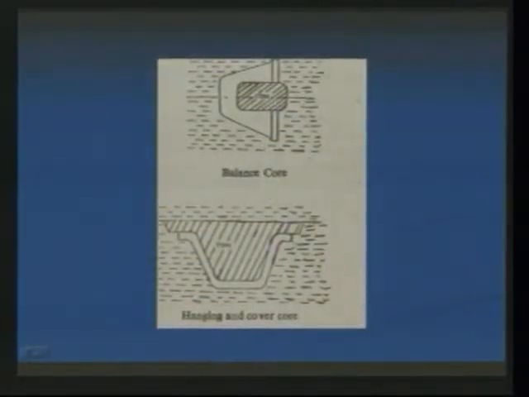So this one is the core position of the core. The first figure explains the balanced core, and the second one is the hanging and cover core. This balanced core will be utilized for production of components, and the core will be placed between the cope and drag. Whereas in the case of hanging and cover core, the core will be placed only either in the cope or in the drag.